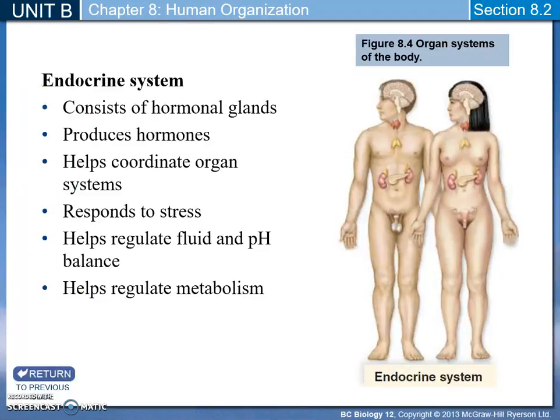The endocrine system consists of the hormonal glands, produces hormones obviously, and helps coordinate the organ systems, responds to stress, helps regulate fluid and pH balance, and helps regulate metabolism.